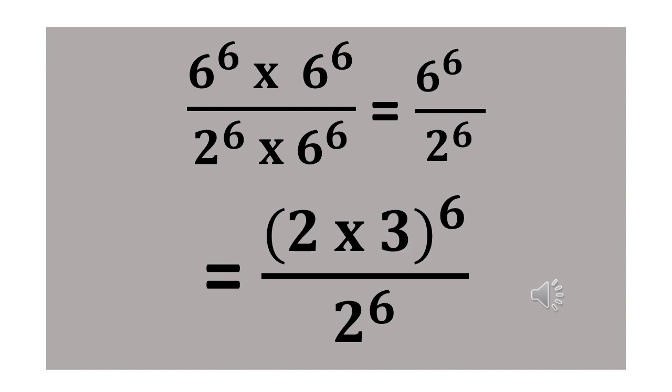Now we can still solve this further. 6 raised to power 6, we cancel out 6 raised to power 6. So we have 6 raised to power 6 over 2 raised to power 6 left. So we can still simplify the base 6 to 2 times 3. That will now give us 2 times 3 in bracket raised to power 6, which is the same thing as 6 raised to power 6. So 2 times 3 in bracket raised to power 6 all over 2 raised to power 6.